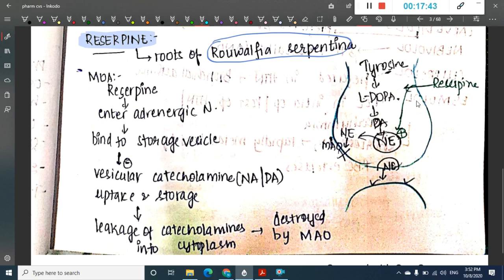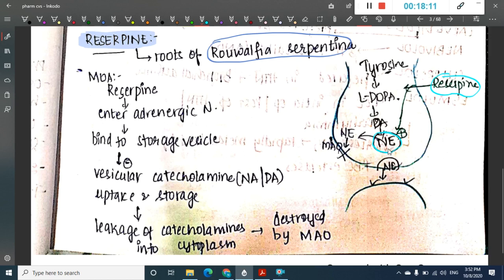But now what does this reserpine do? Reserpine will come and bind to this storage vesicle. Once it binds to the storage vesicle, it will inhibit vesicular catecholamine uptake and storage. This vesicular uptake and storage of noradrenaline and dopamine has been inhibited.